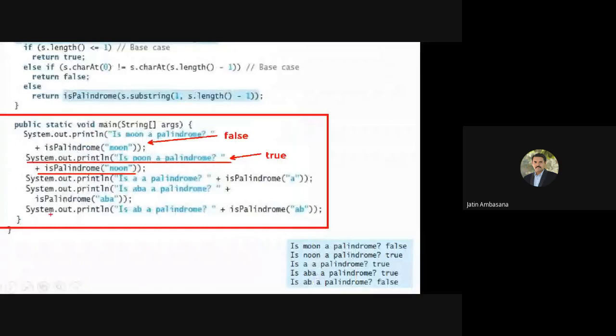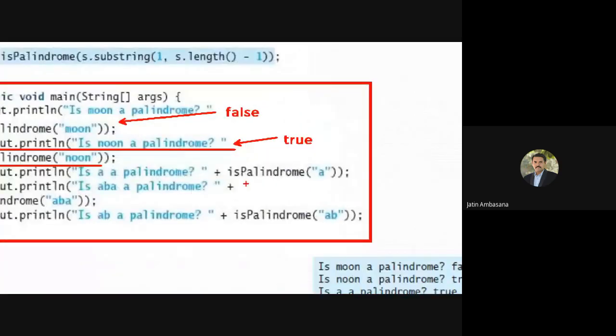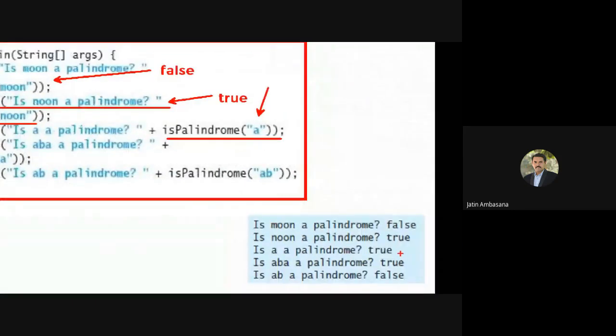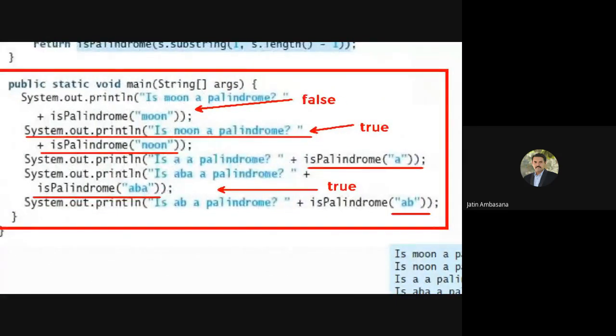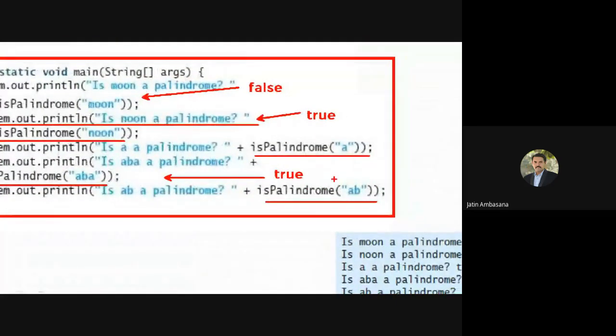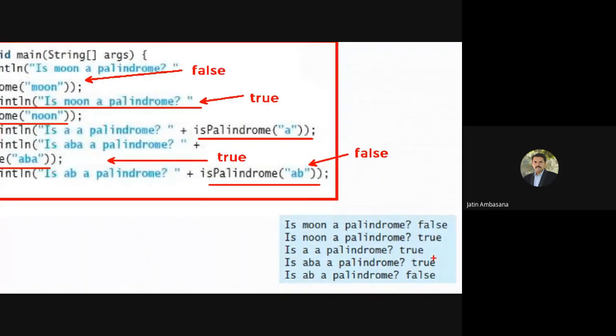Similarly, the third one, we send A as a palindrome. Since it's a single character, it returns true. Then we say, is AB a palindrome? Well, this returns false. Okay, so check this out.